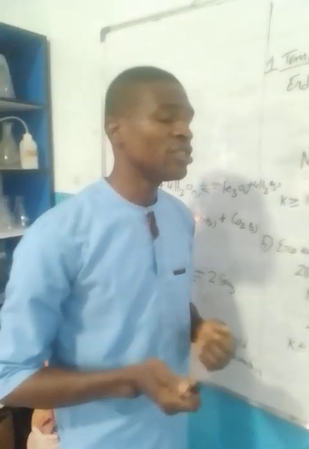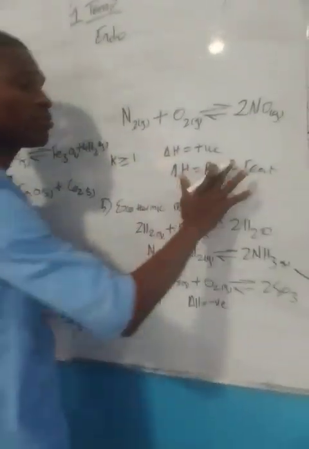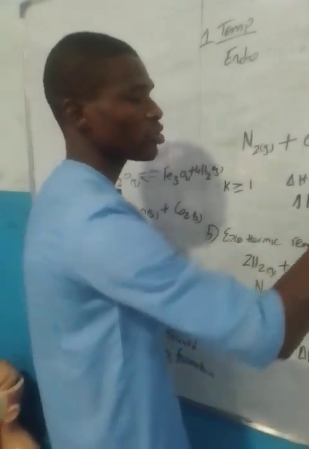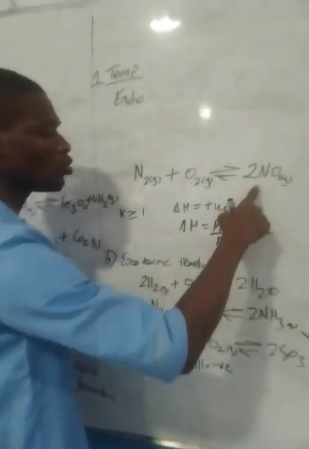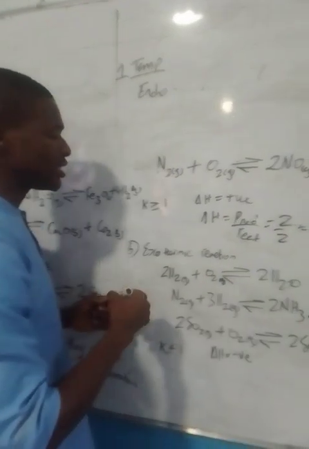reaction. How do you know an endothermic reaction? Sometimes we must be careful about doing that. We say product over reactant. So the product is 2, over the reactant, 1 plus 1, which is 2. 2 divided by 2 is 1. As I said, the K constant should be greater than or equal to 1.